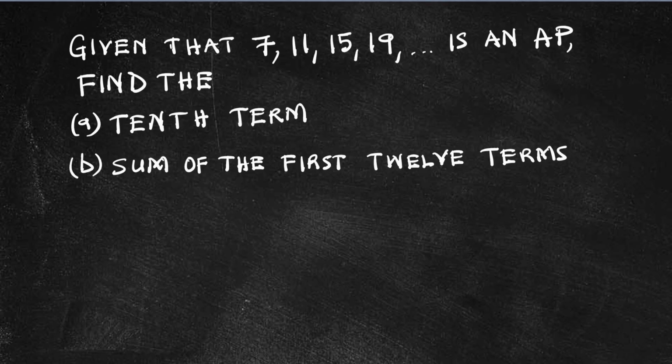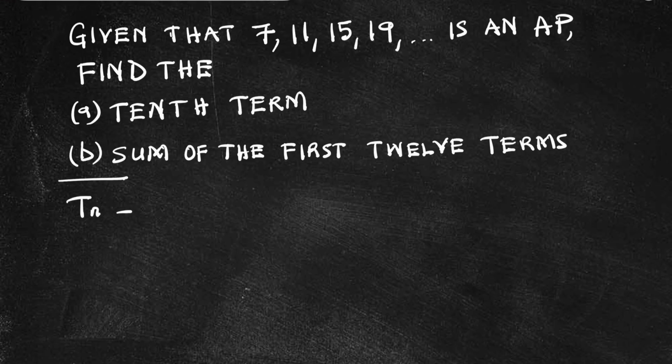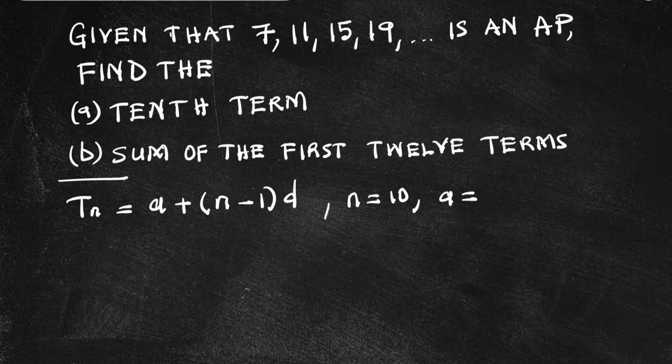The first formula, for part 1, is the nth term formula. Tn is a, which is the first term, plus n minus 1 multiplied by d. If you don't know where this formula is coming from, please check the link here in my first video. Here our n is 10, because we are looking for the 10th term. The first term a is 7.